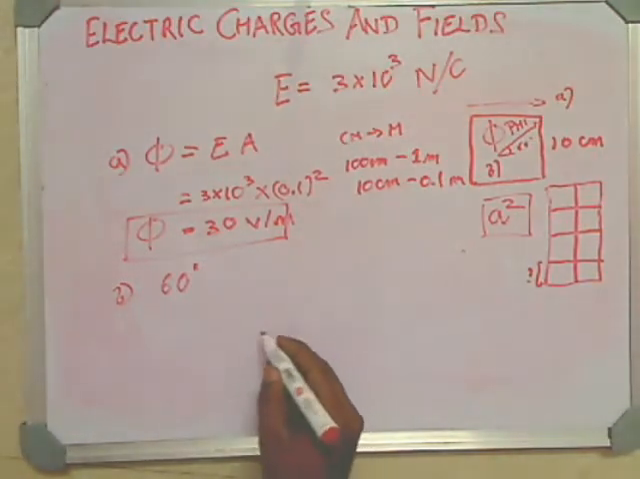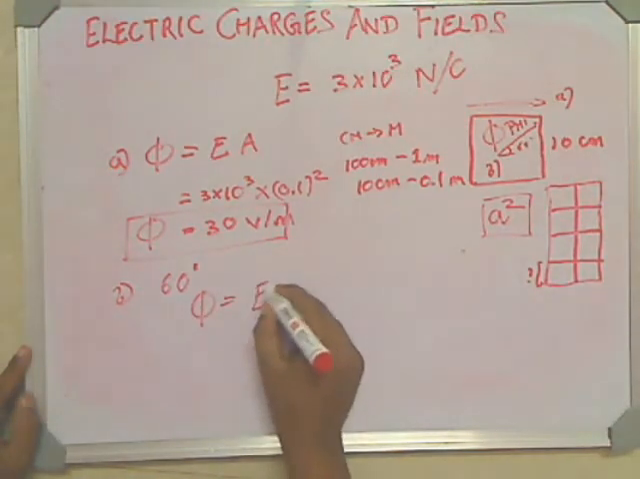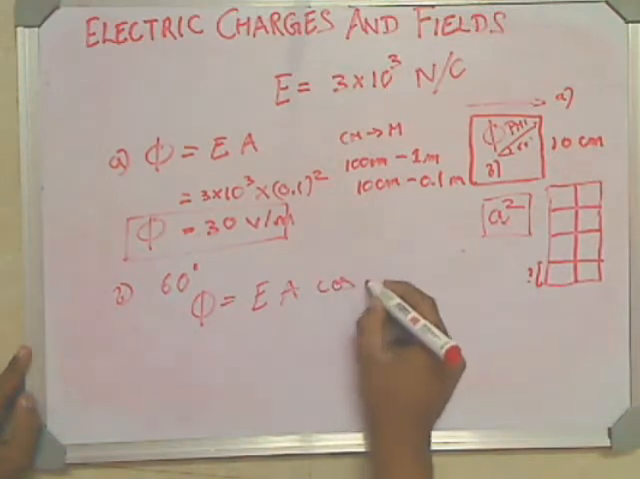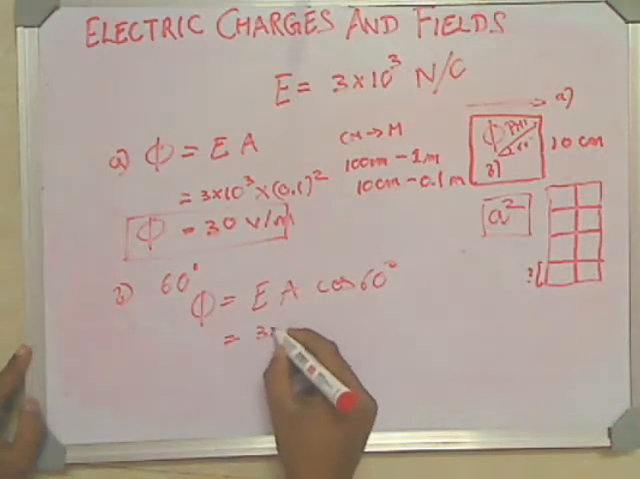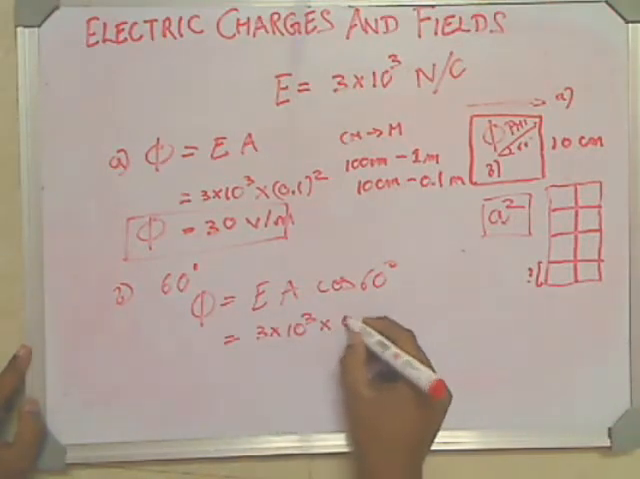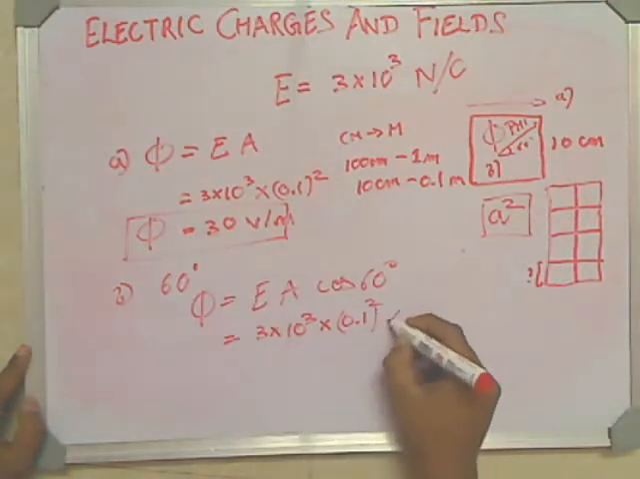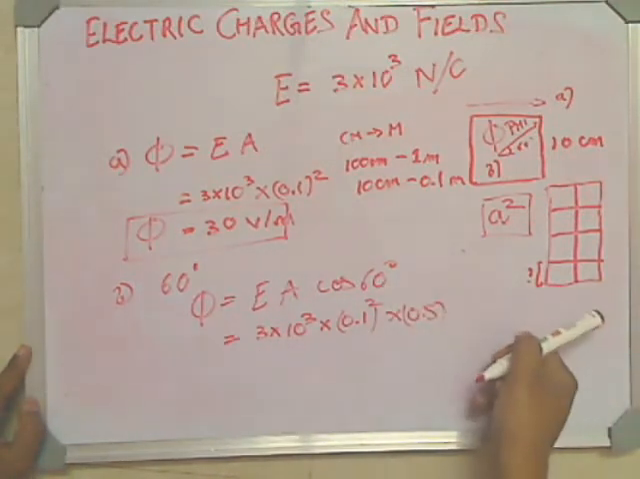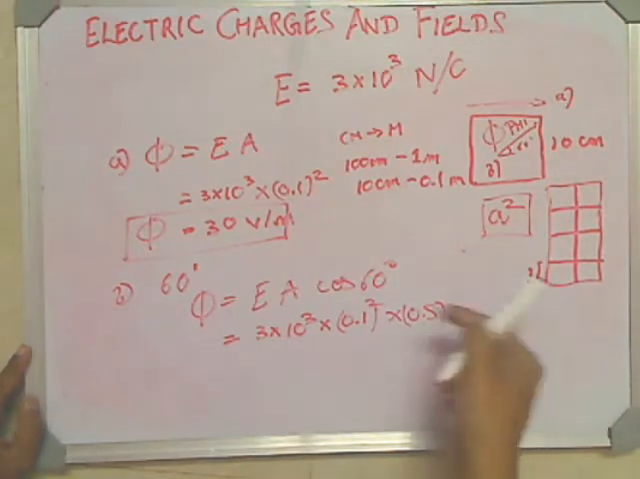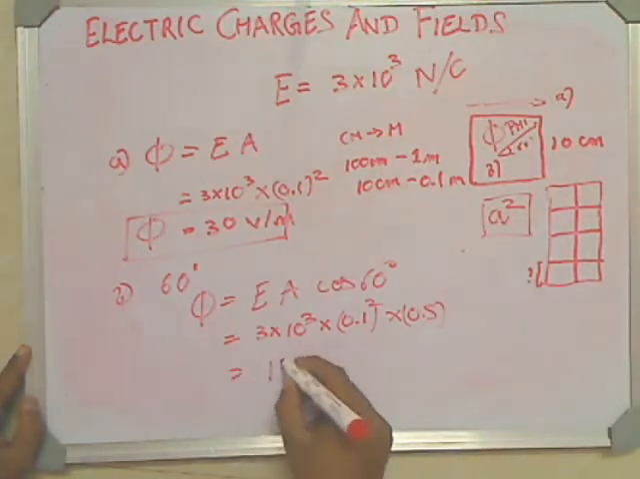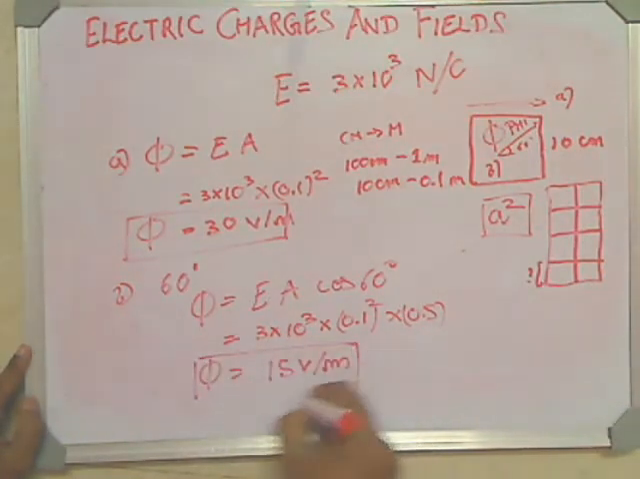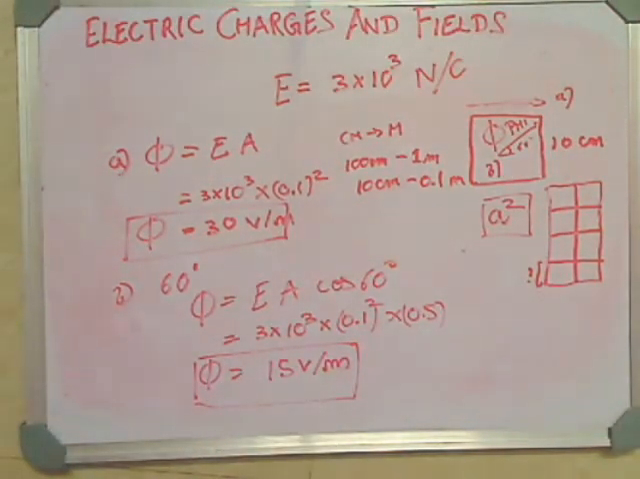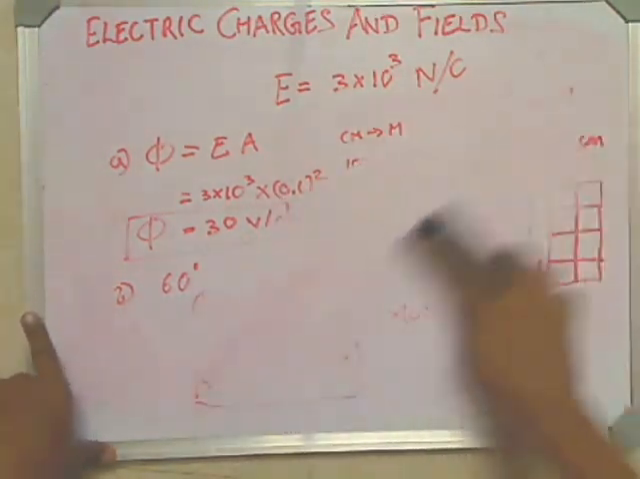So, here phi will be equal to A multiplied by cos 60 degrees. Now, this will be equal to again 3 multiplied by 10 to the power 3 multiplied by 0.1 square multiplied by 0.5. How did I get 0.5? The value of cos 60 happens to be half, it's nothing but 0.5. This should give you the answer as 15 volt per meter. So, this is one of the fundamental problems that you have in electric charges. Let's do another one, 2 more problems.